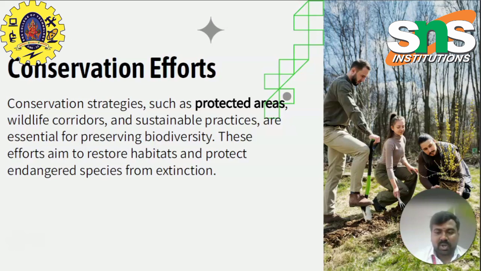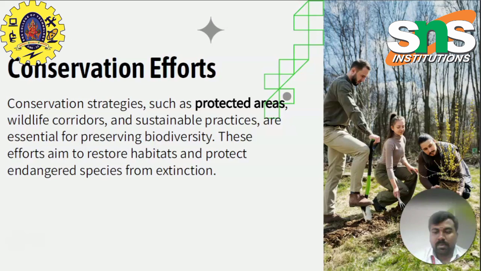In protected areas, we establish reserves and parks to protect plant habitats, for example, reserve forests and tiger reserves. The main purpose of a tiger reserve is to protect the tiger population as well as the biodiversity. Then sustainable practices: promoting sustainable agriculture and forestry practices to reduce the impact on the plant system. Then restoration projects: initiating projects to restore degraded ecosystems.